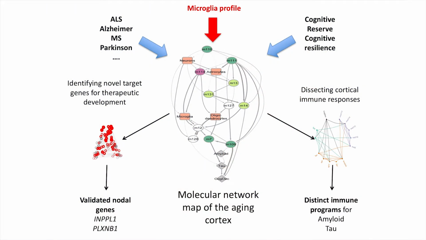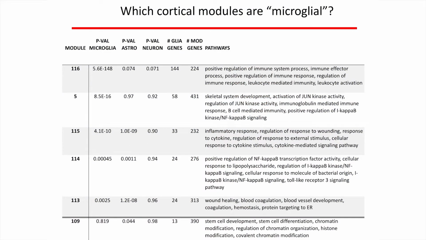So getting back to our network map, how can we take advantage of the network and integrate that with these data in terms of the microglia? What we did is actually relatively simple. We just took our profile of the aging human microglia, and we asked, which modules are enriched for that gene set? What we found is that 5 of the 47 modules are enriched, which are shown over here. One of them is extremely enriched, and it's also enriched for Alzheimer genes as it happens. This is module 116.